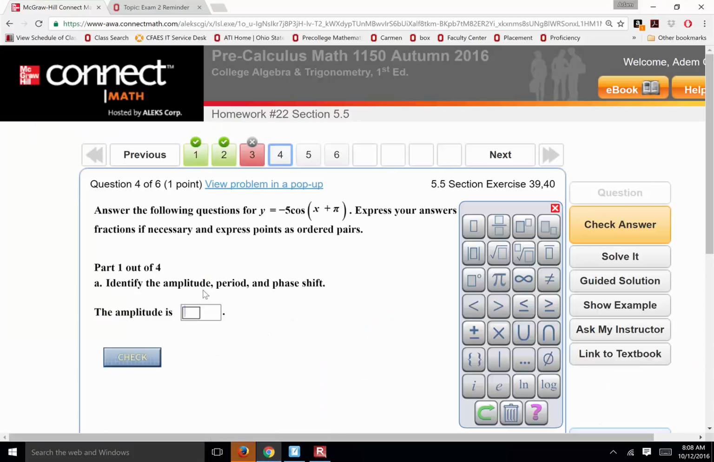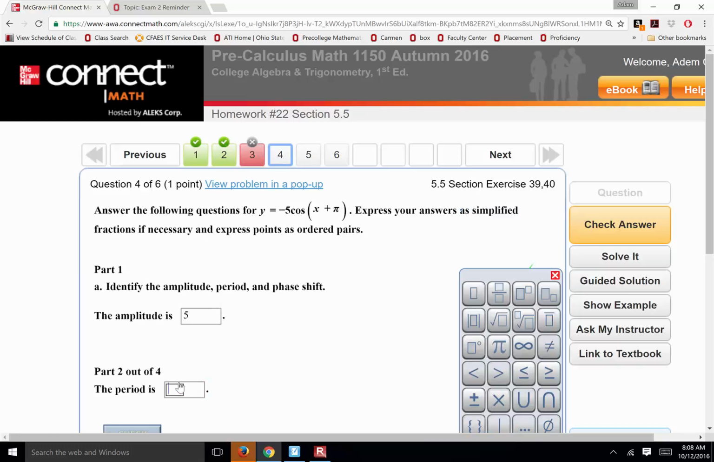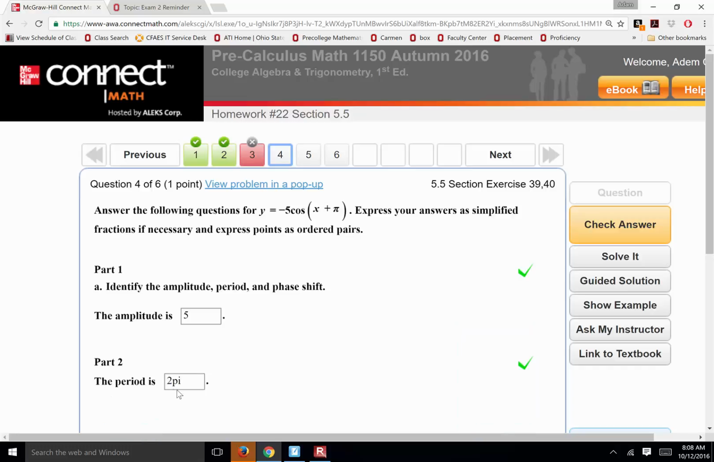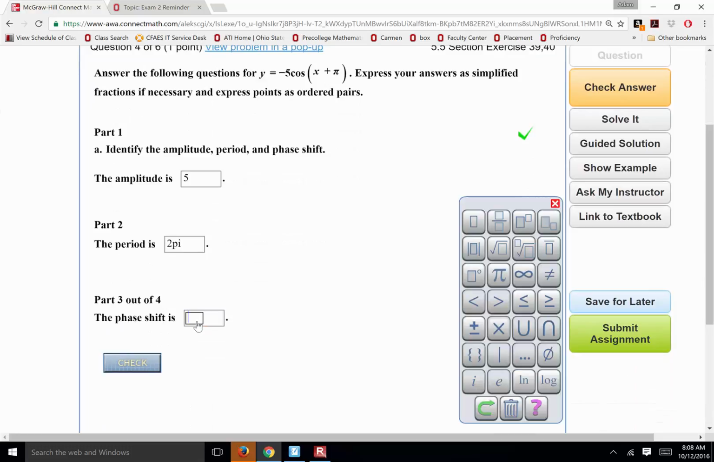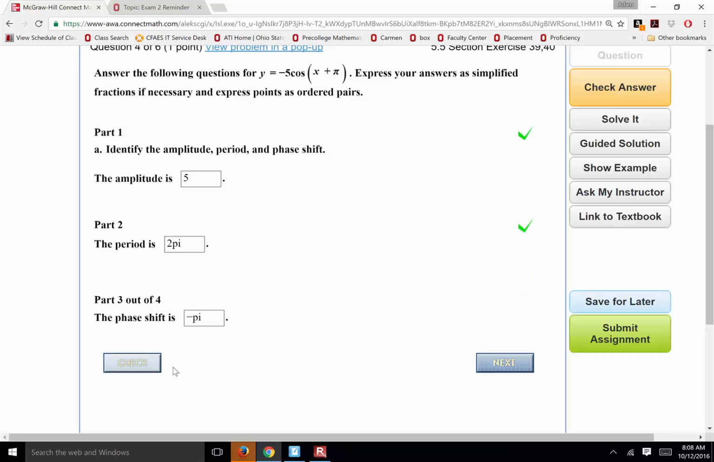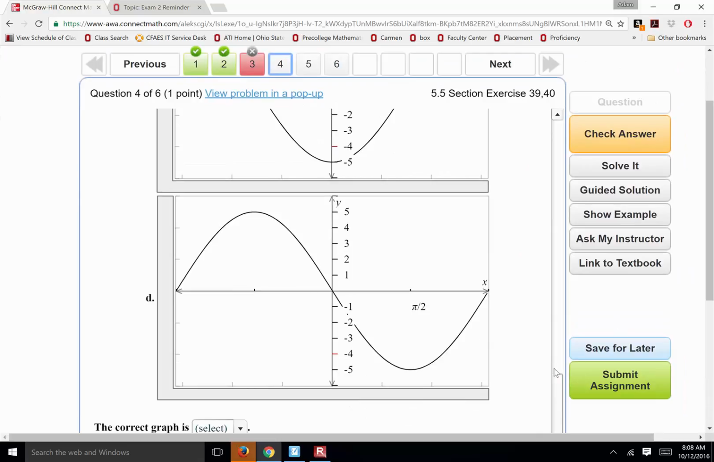So the amplitude was 5, period 2 pi, phase shift was minus pi. Now we need to picture it. Which one is the right picture?